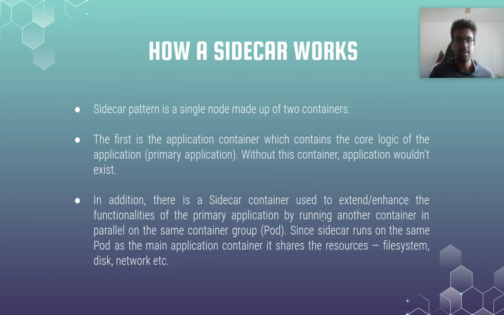So the sidecar pattern is a single node made of two containers. The first one is the application container, which contains the core logic of the application. So this is the application itself, and it contains the core functionality of the application. In addition, there is a sidecar container that is used to extend the functionalities of this primary application, and it runs alongside the main application on the same container group. Since they are in the same pod, the main application and the sidecar share the same resources, like the file system and the network. They are the same for both of the containers.